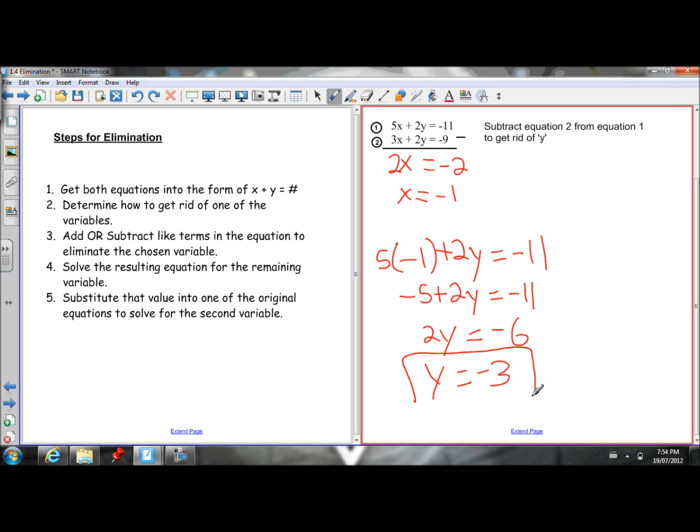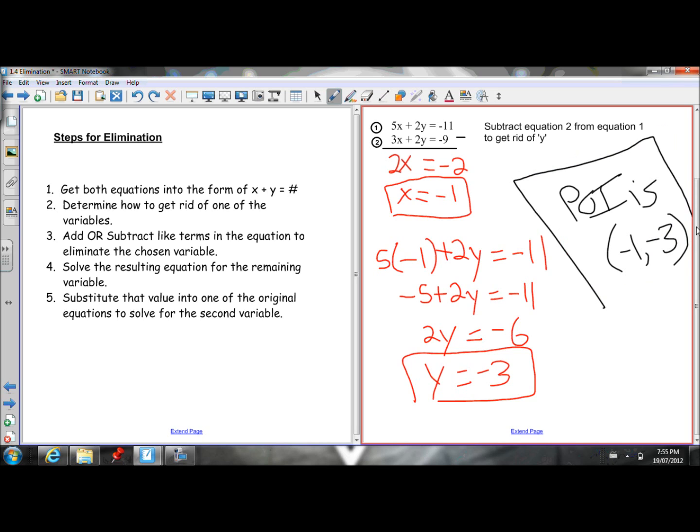So I have my y coordinate. I have my x coordinate of my point of intersection. So my POI, remember it's an xy coordinate, is negative 1, negative 3. There's my point of intersection. All done. Okay. Elimination is my favorite method for solving a linear system.